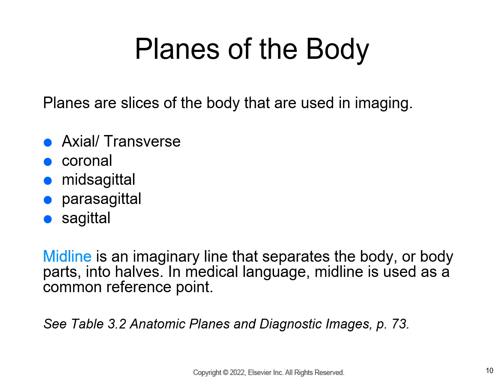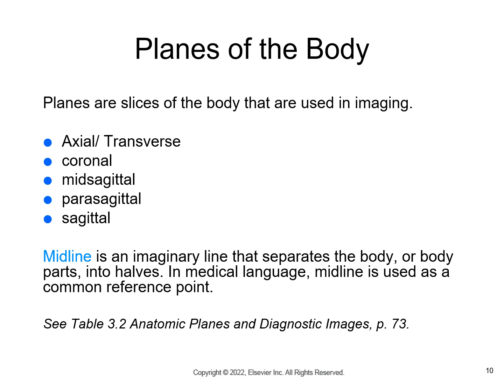We can also describe the body using different planes. Planes are slices through the body. We use this for imaging of the body, so radiographic imaging, MRI, CT scan, and we can also use it for dissections and for considering locations of structures in the body.